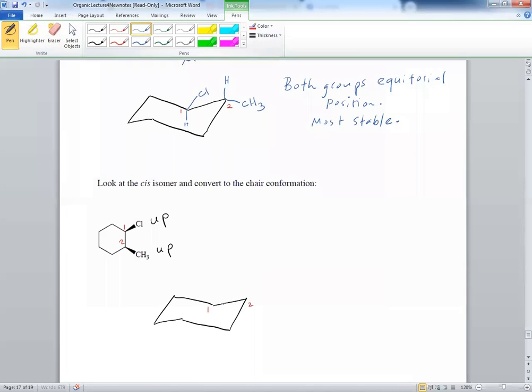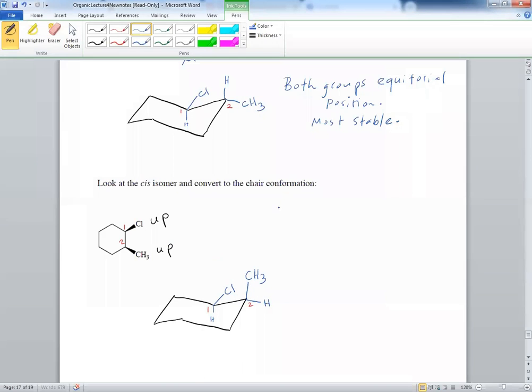Keep them the same way. You kept the Cl. If it's still up, up. And now what would you think the CH3 would look like? If it was down here for a trans, then it would be what? Up, which is axial. There you go. That's the transformation between these two.